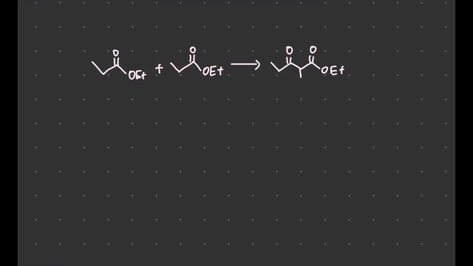In this video, we're going to talk about Claisen and Dieckmann condensations. So in Claisen condensation, an ester is going to react with another ester to form a beta keto ester. And in the first step, we're going to have to use a strong base, such as hydroxide, preferably hydroxide. And in the second step, we're going to have to acidify the solution.